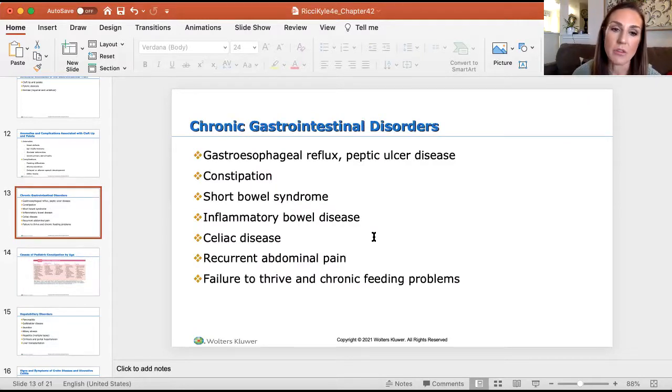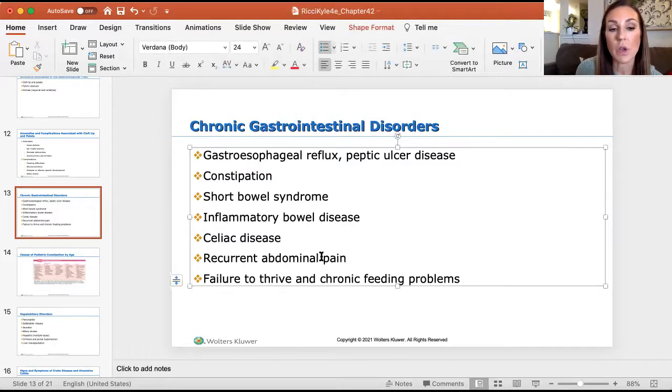Short bowel syndrome basically is they have a shortened bowel. If they have less time for the nutrients and food that they eat to be within the small intestine or the large intestine, it's going to make that stool more liquidy. They'll have chronic diarrhea.